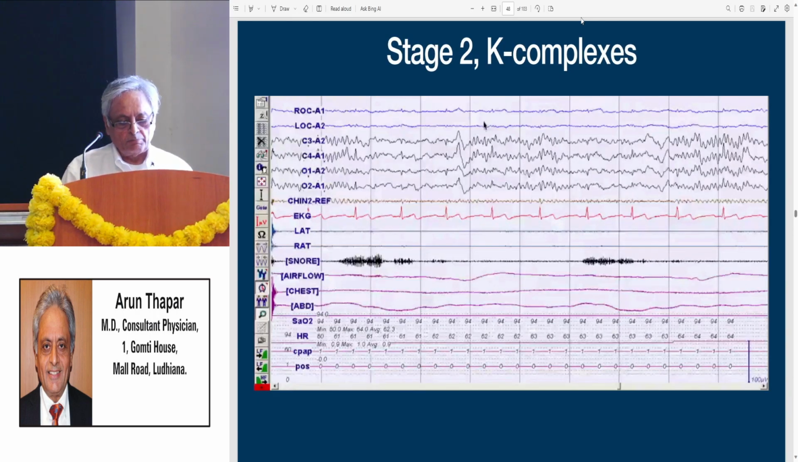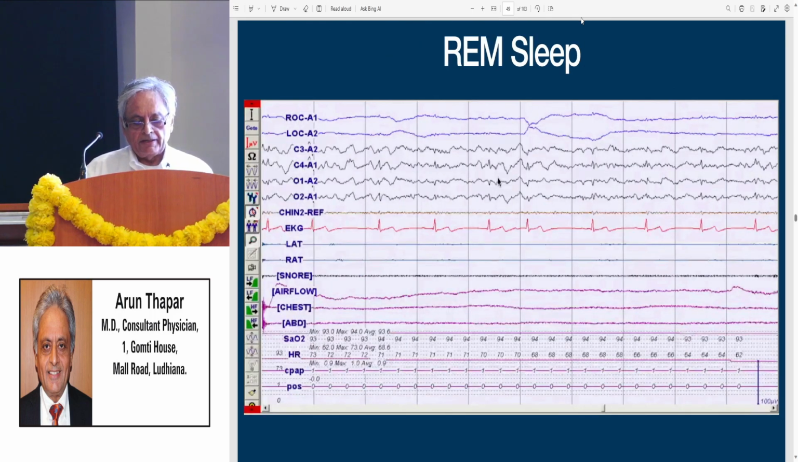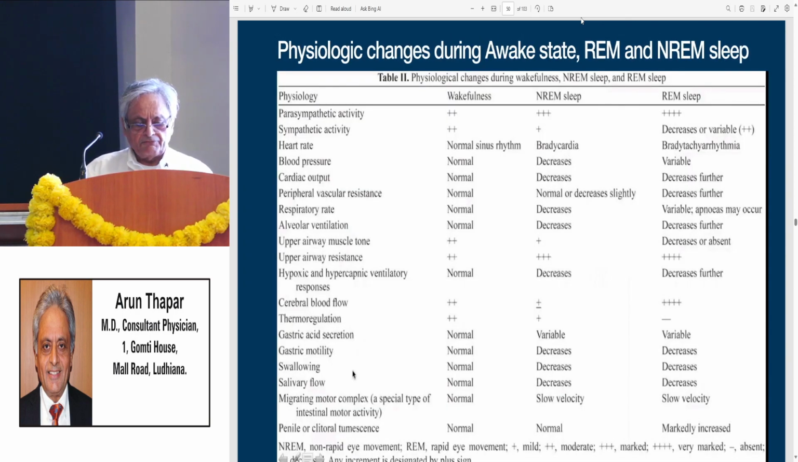In stage 2, you have K complexes, and for the REM sleep, this is the pattern which we observe. Certain physiological changes take place in the awake state, in the REM sleep, and the NREM sleep. You have the maximum parasympathetic activity in the REM sleep as compared to wakefulness. And sympathetic activity is there in wakefulness, less in NREM, or decreasing in the REM sleep. Same way are the heart rate, the blood pressure, and the cardiac output, which stay normal in wakefulness but decrease to some extent in NREM sleep or REM sleep.